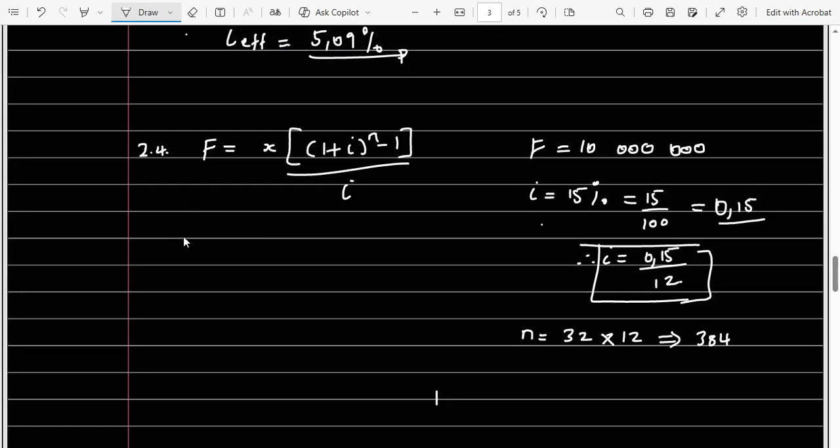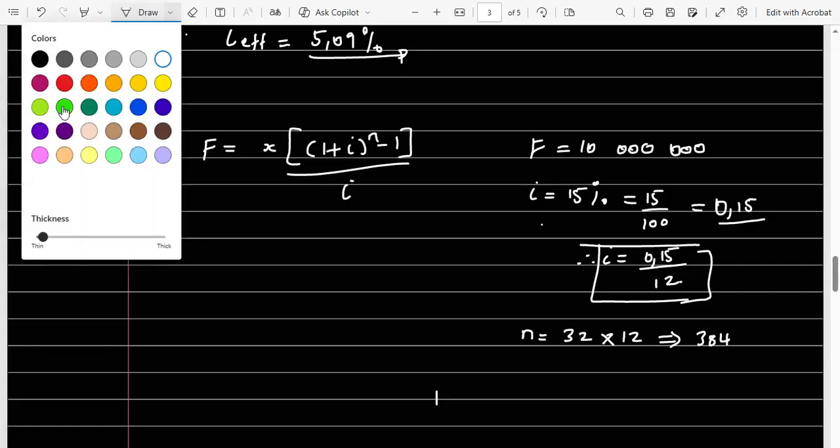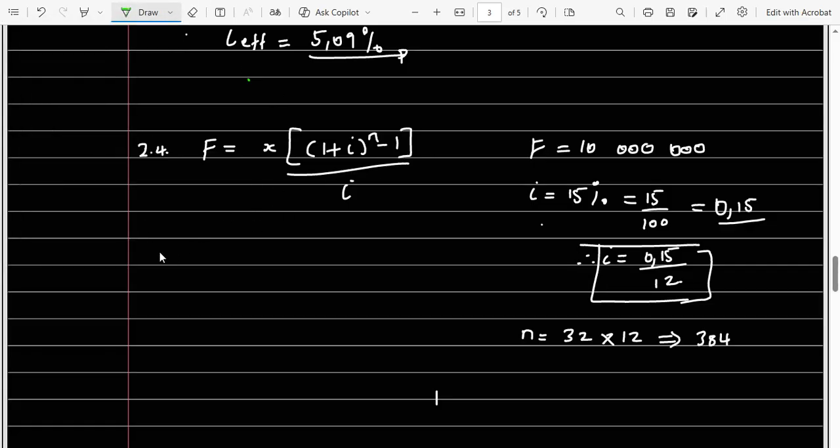So where there's F, I'm going to sub in that value. Where there's F, we put 10 million. This is equal to X, which is what we are looking for, into 1 plus I, which is 0.15 compounded monthly, to the power N, which is 384. So please don't substitute 32. Compounded monthly, don't forget to also divide that 0.15 by 12. Then you subtract 1. Close the bracket. Everything is divided by I, which is 0.15 over 12.